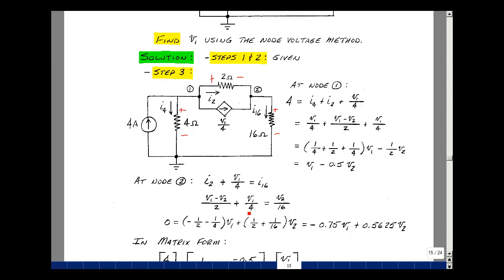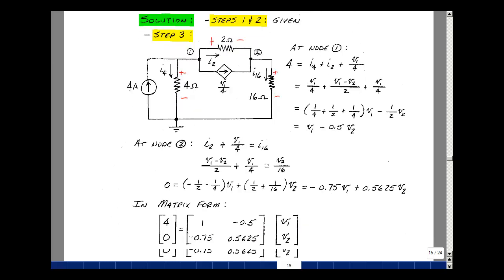Since I have V1 and V2 in every expression, let's put all that on the other side of the equation. 0 is going to be equal to V1 times a minus a half, V1 times minus a quarter, minus V2 over 2 will become a plus V2 over 2, so 1 half V2, and then 1 over 16 times V2. Half plus a quarter is 3 quarters, so minus 3 quarters. And then these two together are 0.5625 times V2. And 2 equations, 2 unknowns.